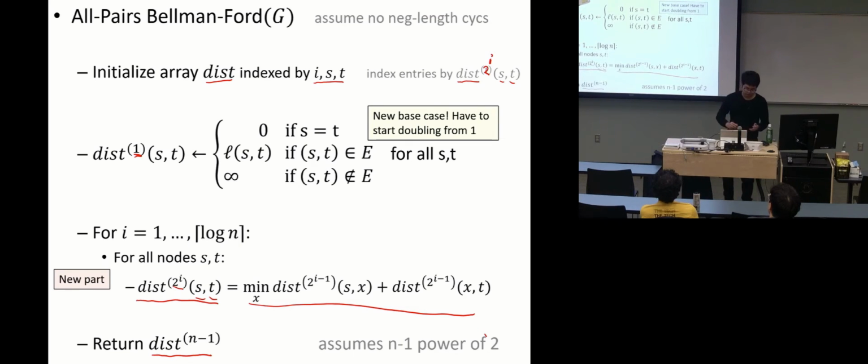And by the way, just to be clear, if n minus 1 is not a power of 2, that's fine. As long as you return this of some 2 to the i such that 2 to the i is more than n minus 1, that's already good enough. So you don't actually need to assume this, but I just assume it for simplicity.